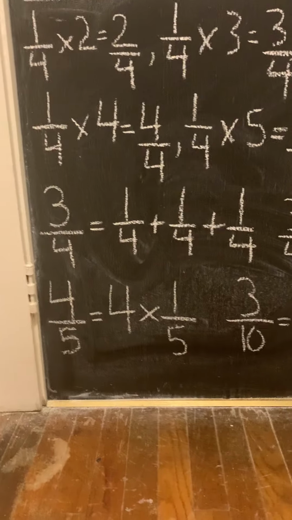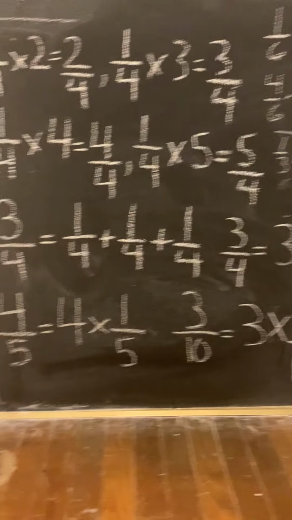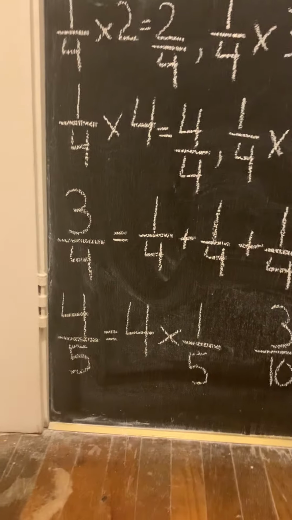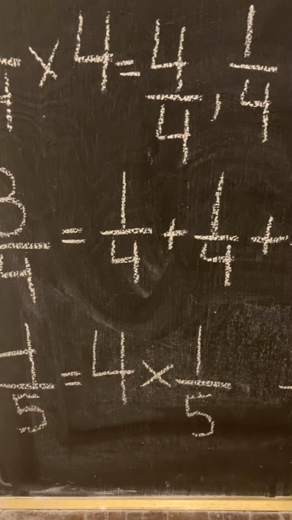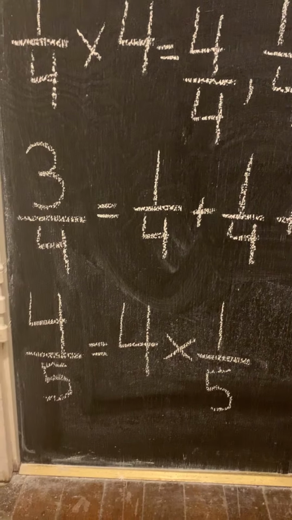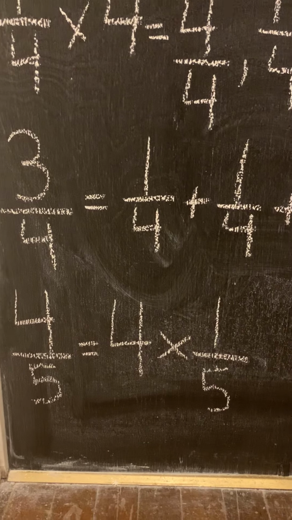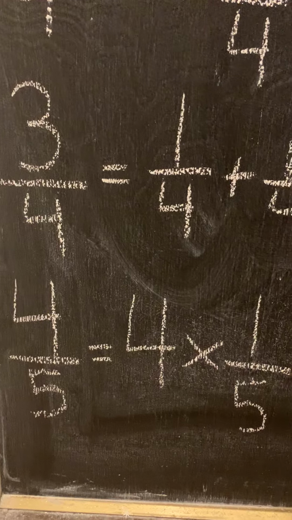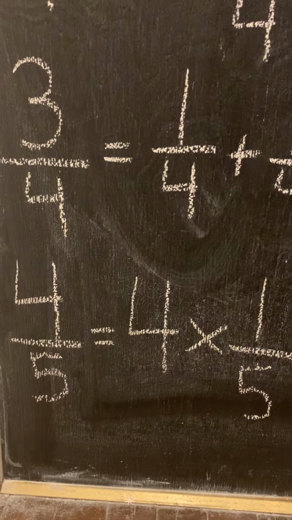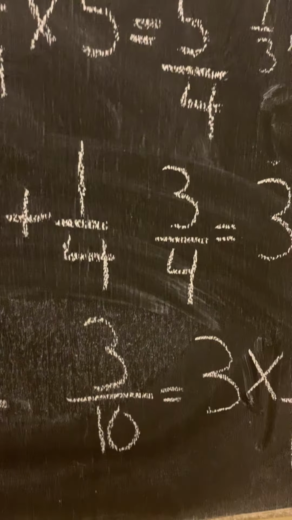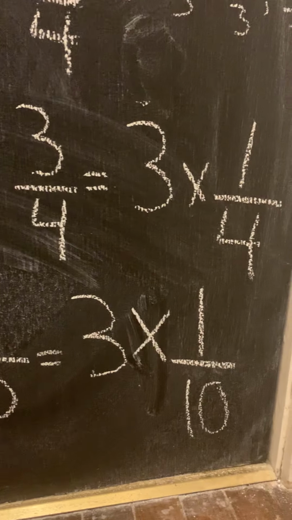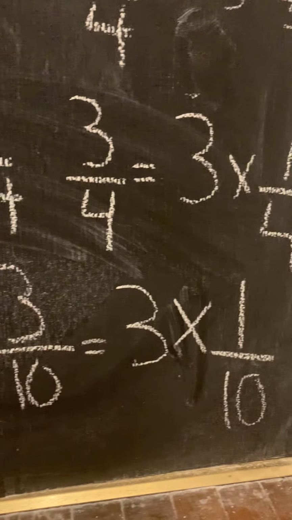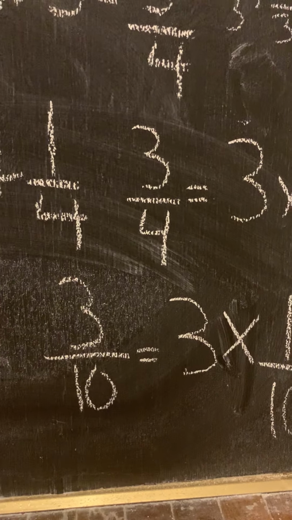Let's look at one more. 4/5. We could do 1/5 plus 1/5 plus 1/5 plus 1/5 equals 4/5, but we can just simply write it as 4 × 1/5 equals 4/5. Same thing with 3/10. 1/10, 3 times. 3 × 1/10 is 3/10.